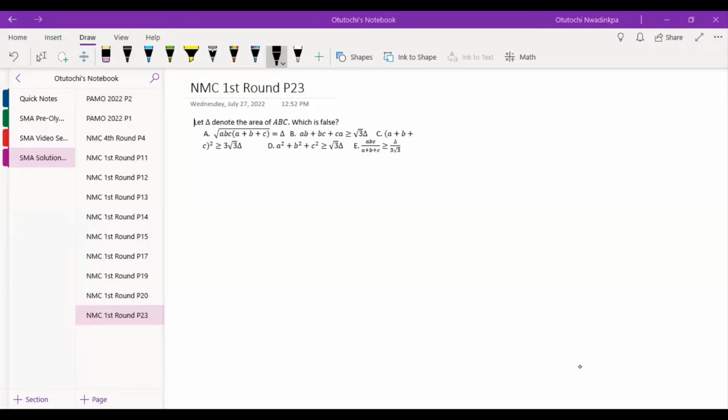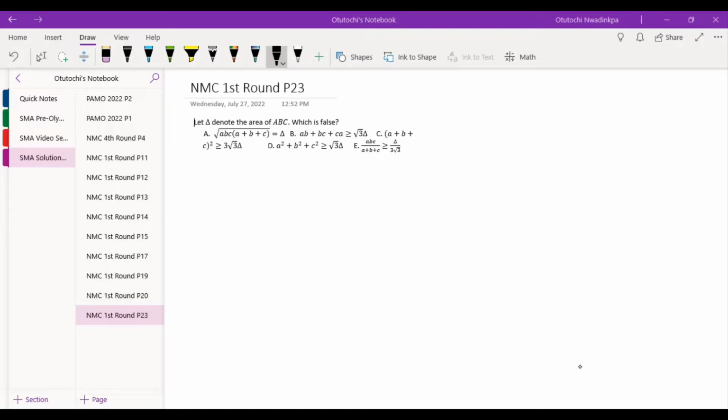Option A: root of ABC times A plus B plus C is equal to the area. Option B: AB plus BC plus CA is greater than or equal to root 3 times the area. Option C: A plus B plus C all squared is greater than or equal to 3 root 3 times the area. Option D: A squared plus B squared plus C squared is greater than or equal to root 3 times the area. Option E: ABC over A plus B plus C is greater than or equal to the area over 3 root 3. So we have these 5 options, and we have to show which of these is false.